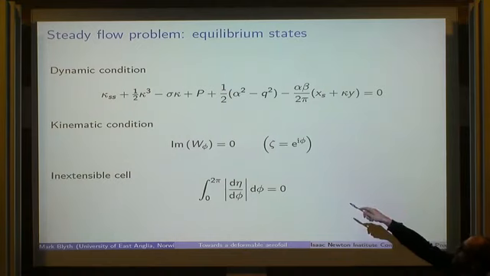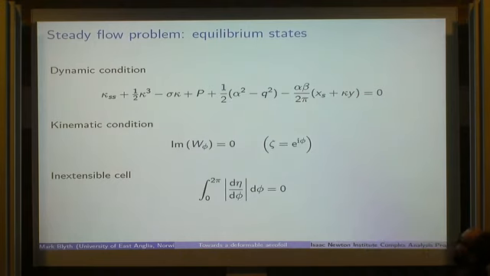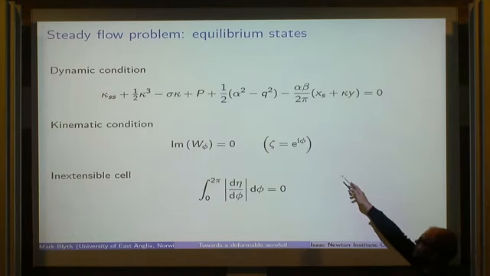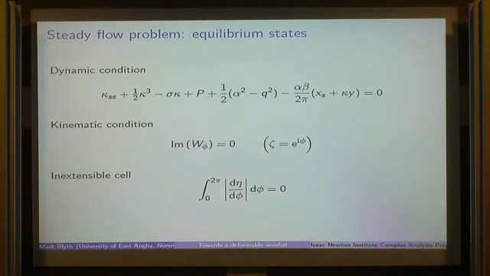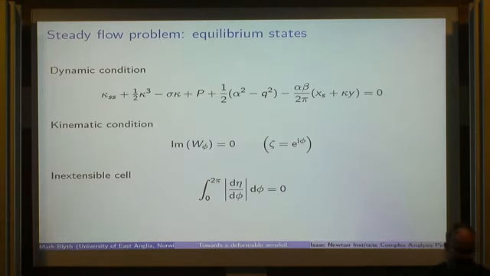Kinematic condition, the one we had before. Now everything is steady, so I want to look for a steady shape. Phi now I can think of as the point on the unit circle in the zeta plane, and I'm going to demand that the cell is inextensible, which is encapsulated in this integral constraint at the bottom. And eta, to remind you, is just the shape of the cell, which we don't know yet.